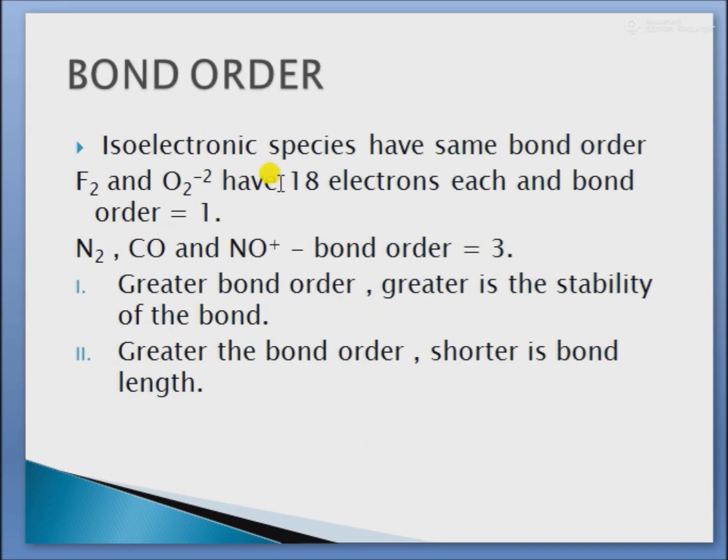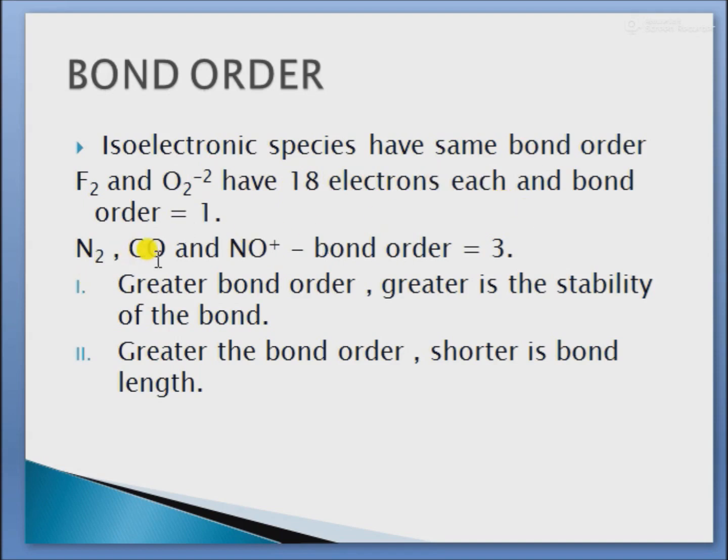Next is the isoelectronic species. What do you mean by isoelectronic species? Species in which the number of electrons are the same. The isoelectronic species have the same bond order. For example, in case of F2 and O2 2-, they have 18 electrons each, and the bond order of this is equal to 1.